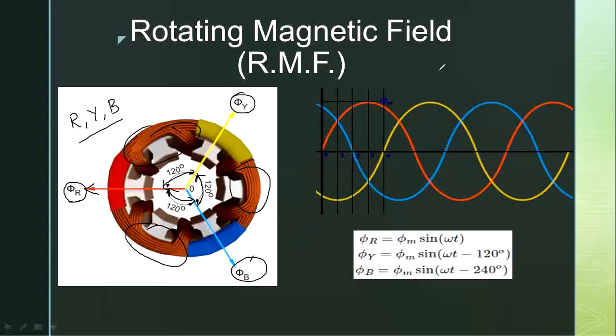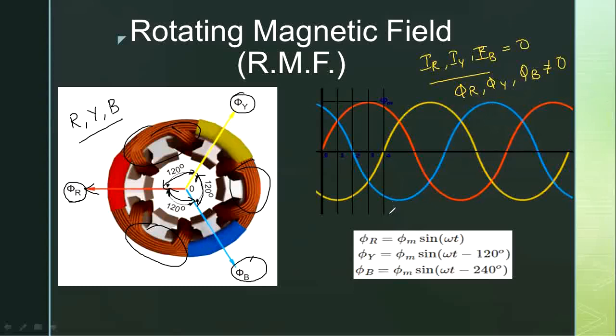Although the vector sum of the three currents, that is IR, IY and IB, will be zero in a balanced three-phase system at any instant, the resultant of the magnetic fields, that means phi R, phi Y and phi B, will not be equal to zero. Rather, it will have a constant non-zero value rotating in space with respect to time.